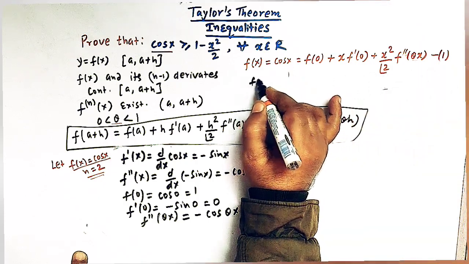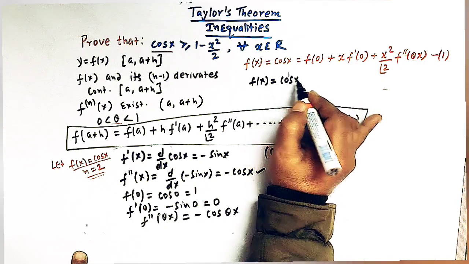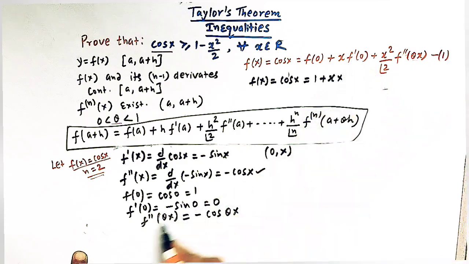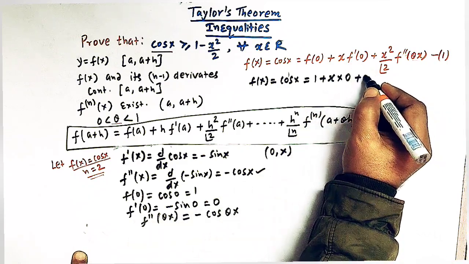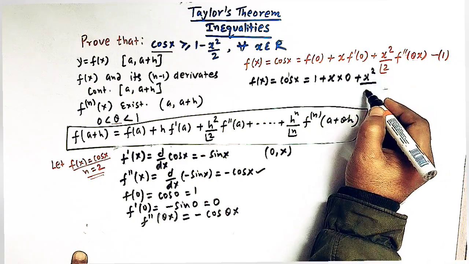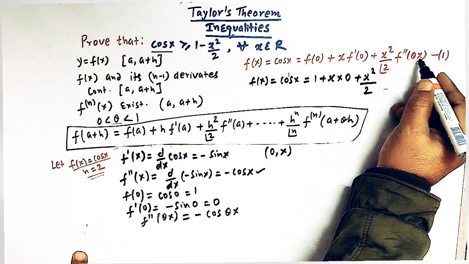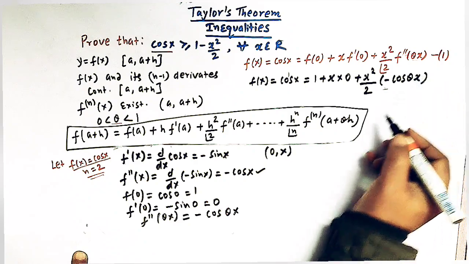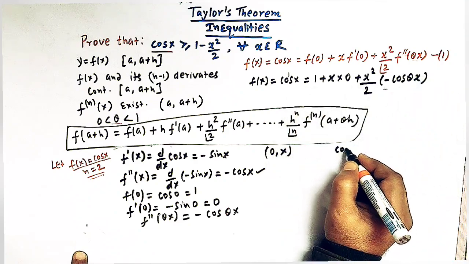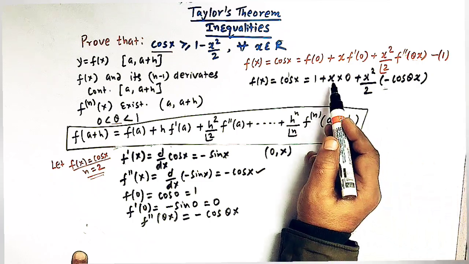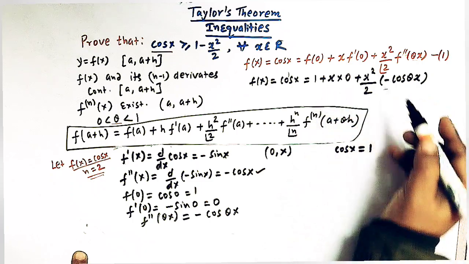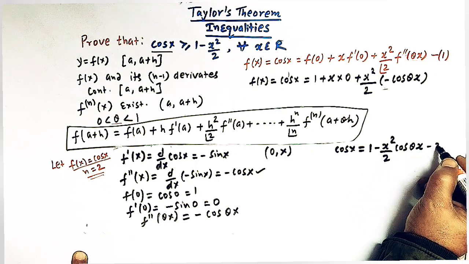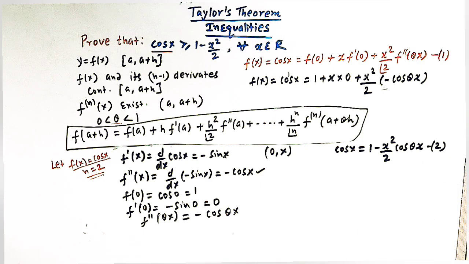So we have now f of x is equal to cos x, and f of 0 is 1. Then we have x times f prime of 0, that is simply 0. And then we have x square over factorial 2, that is simply 2. And then f double prime of theta x is given by minus cos theta x, right? So now we can write cos of x is equal to 1. Here this term is 0, and here we can take minus x square over 2 and cos theta x. Let us call this equation number 2.